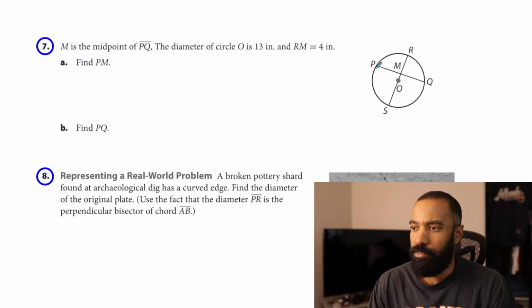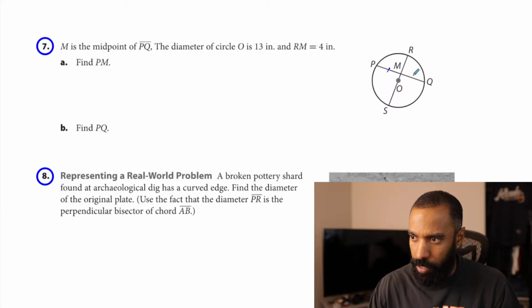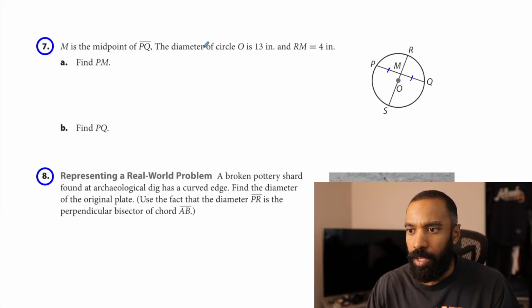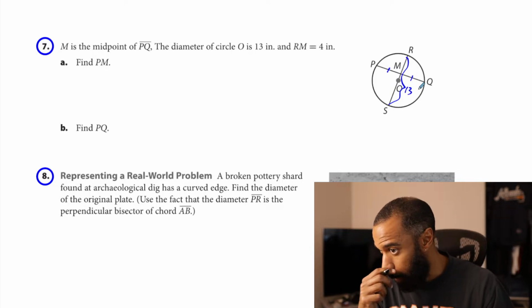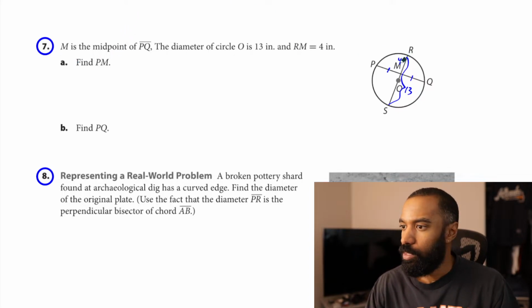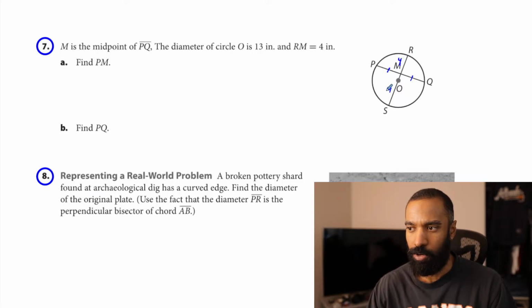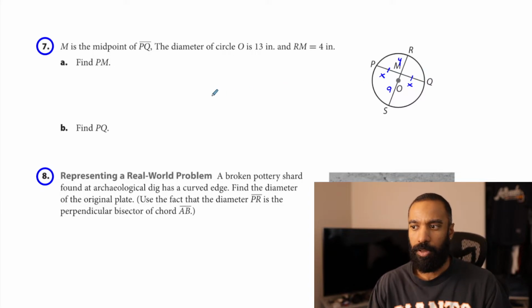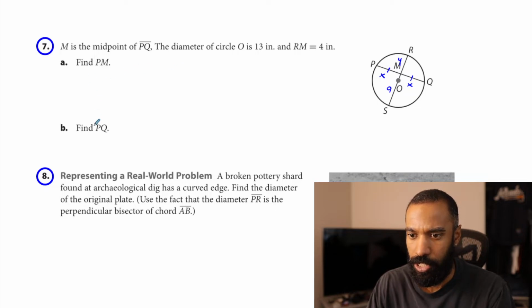All right, M is the midpoint of segment PQ. That means that this part is broken into two congruent parts. Boom, boom, right there. The diameter of circle O is 13 inches. So this whole thing right here would be 13. And RM is 4 inches right there. Find PM. Well, the 13 is broken up into a 4 and a 9. Now, we don't know either of these lengths, but we know that they're equal to each other. So I'm going to multiply those x's together.